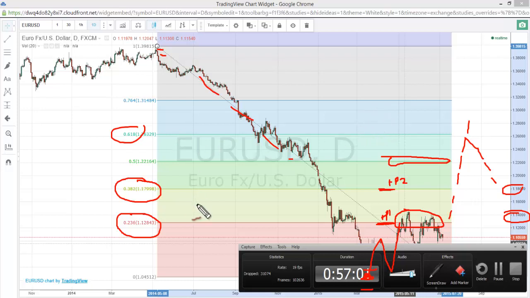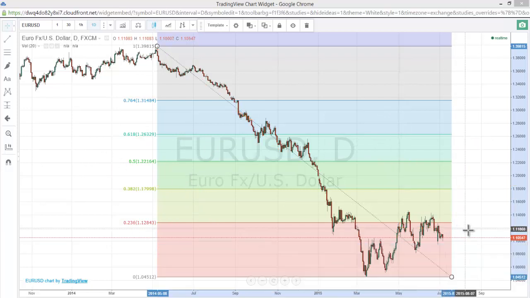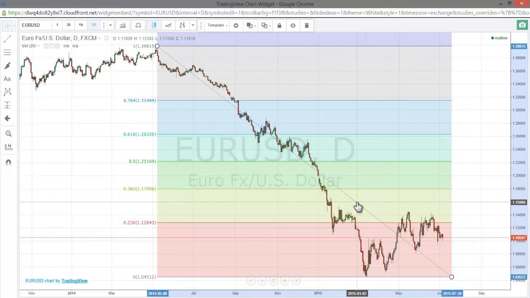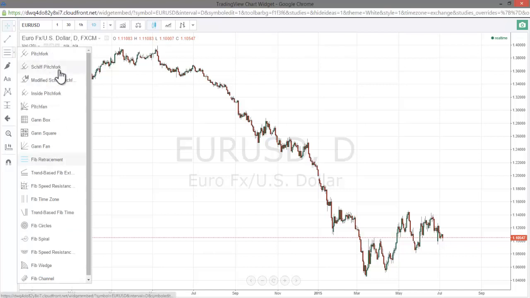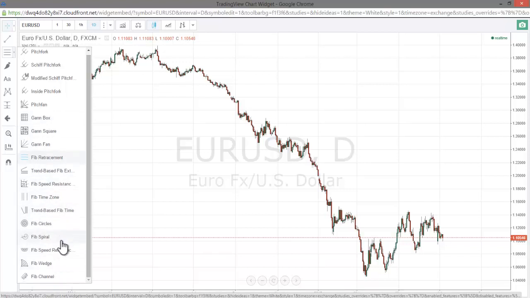Okay, so that's for Fibonacci so far. There are a lot of different Fibonacci drawings. If you use these TradingView charts, you can see a lot of them there. Circles, trend-based time frames, spirals. I have no idea how to use those. I do like the Fibonacci channel though.